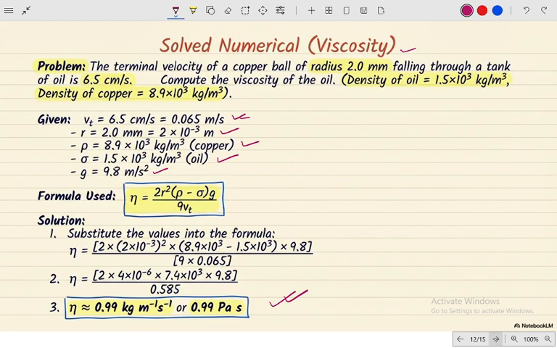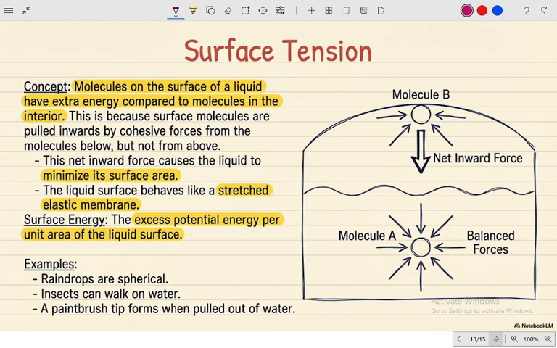So the next important thing is surface tension. We are going to learn what surface tension is and how it can be defined. Surface tension concept: molecules on the surface of a liquid have extra energy compared to molecules in the interior. This is because surface molecules are pulled inwards by cohesive forces from the molecules below and not above the surface. The net inward force causes the liquid to minimize its surface area. The liquid surface behaves like a stretched elastic membrane.